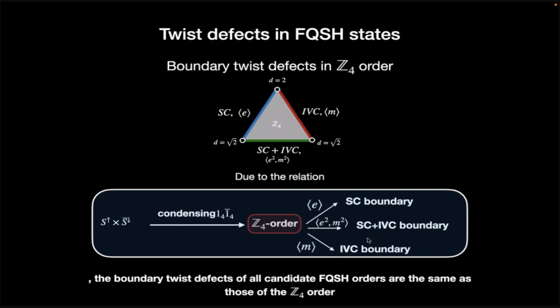And because of this relation that we just discussed, the boundary twist defects of all the other candidate fractional quantum spin Hall orders are actually the same as those of the Z4 order. Which basically means this triangle diagram is true for all the other candidate fractional spin Hall states as well.